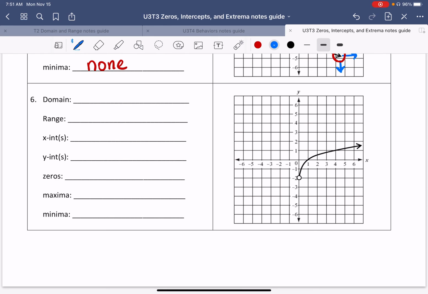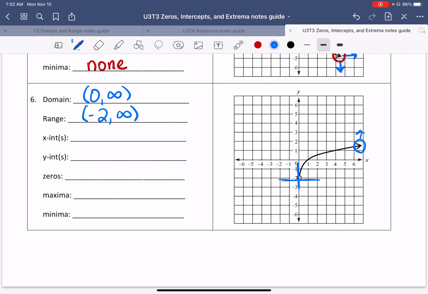All right, domain. Left edge is right on the y-axis, so that's 0. Goes forever to the right. So from 0 to infinity. Range, the lowest it goes is -2. Highest it goes, well, this is going to keep going up. So from -2 to +infinity.